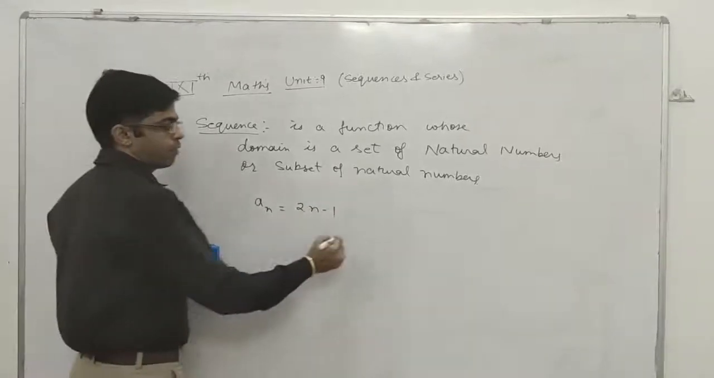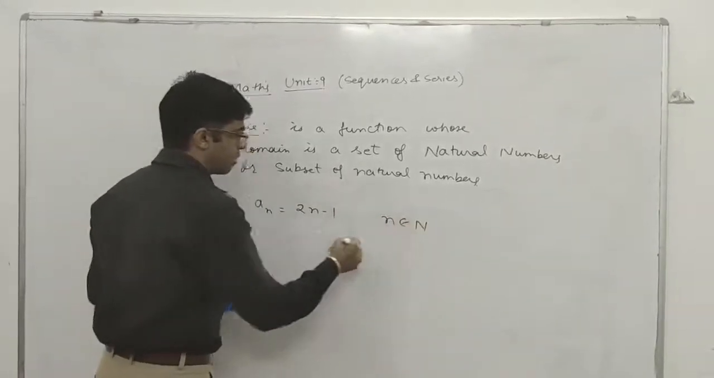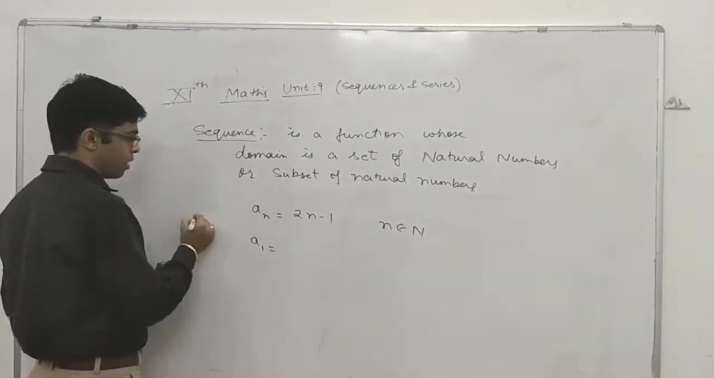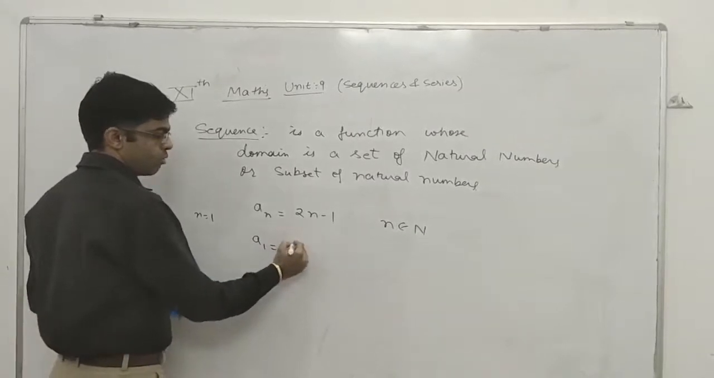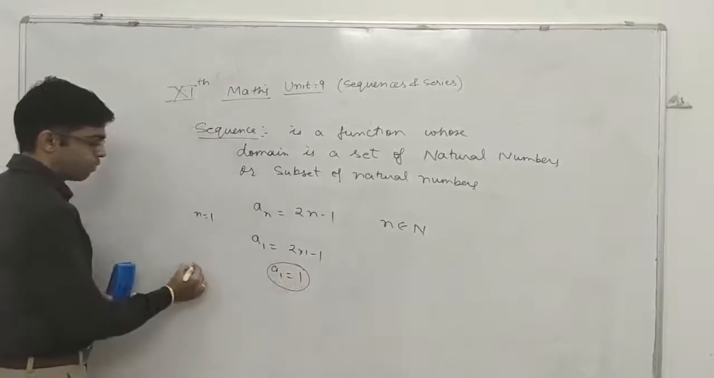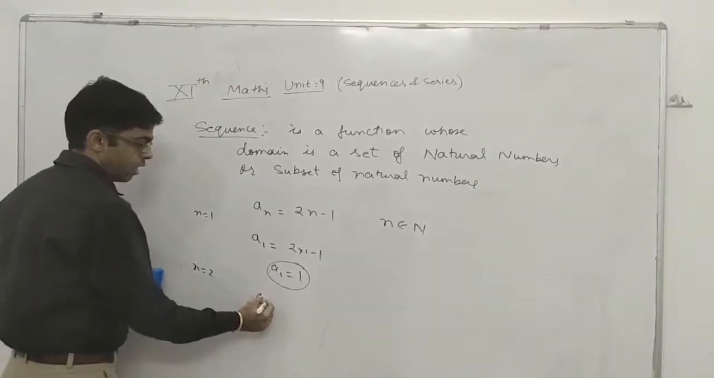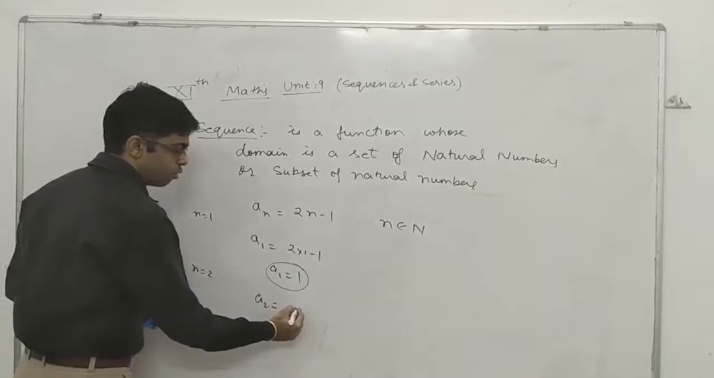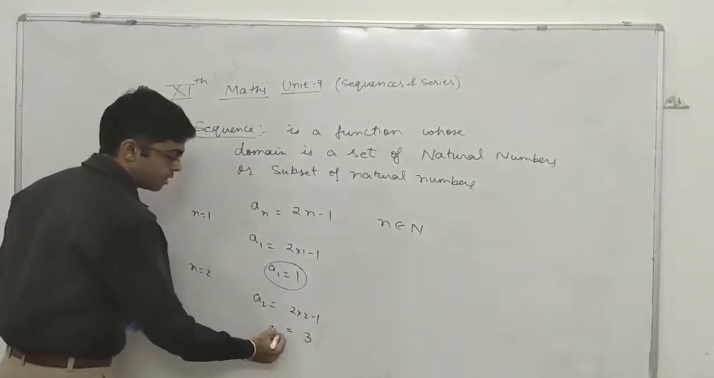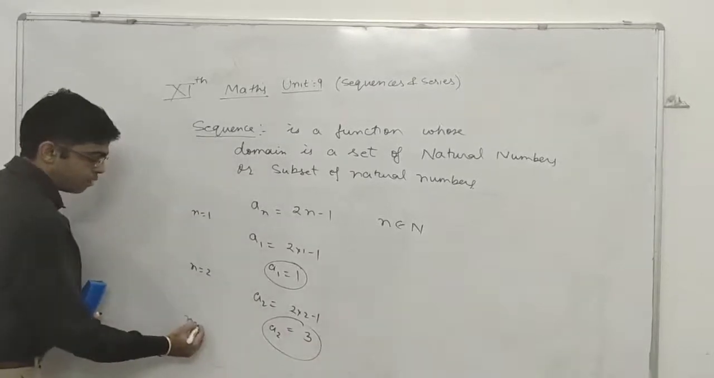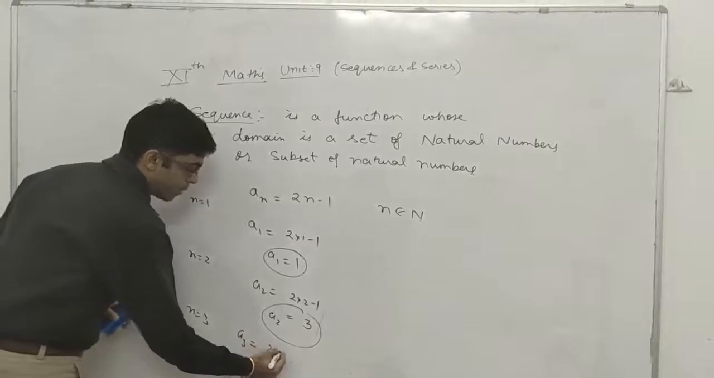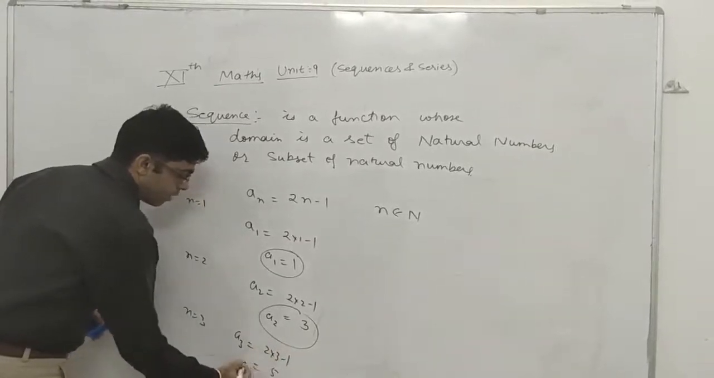So if we take n belongs to all natural numbers, the first term of this sequence, for n equals to 1, is 2 multiplied by 1 minus 1, a1 is equals to 1. Similarly, for n equals to 2, a2, the next term, will be 2 multiplied by 2 minus 1, 4 minus 1 is 3. This is the second term. And for n equals to 3, a3 is equals to 2 multiplied by 3 minus 1 is 5.